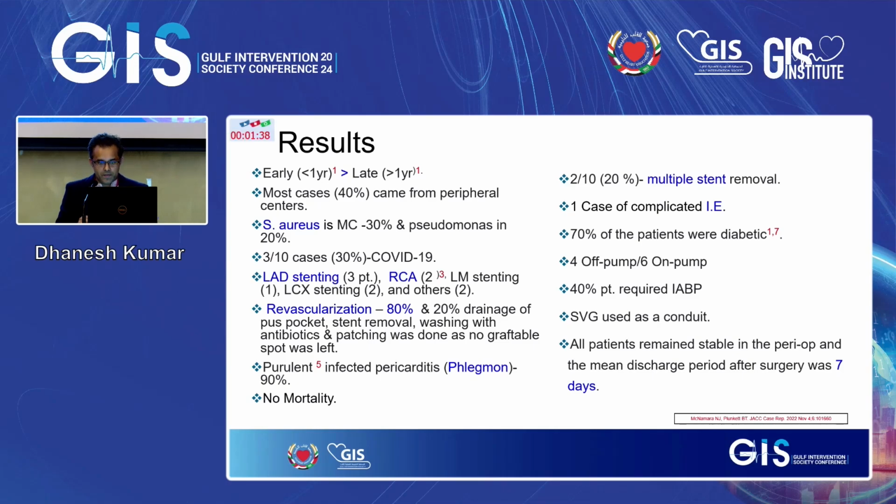In 70% of the patients, most of them were diabetic and hypertensive, and 3 patients were infected with COVID-19 also. The 4 cases we did off-pump, and 6 patients required CPB. 40% of the patients required intra-aortic balloon pump support, which was removed on the 2nd or 3rd postoperative day. The SVG was used as the main conduit for the bypass operations, and for the reconstruction of the coronary walls also. All patients remained stable in the perioperative and intraoperative period, and they were all discharged after 7 days.